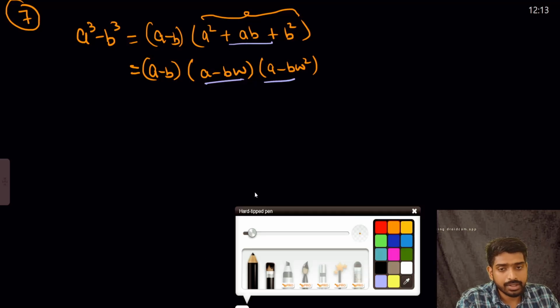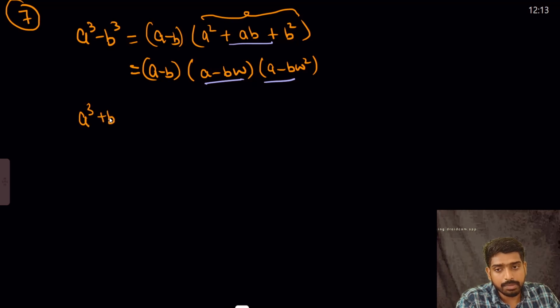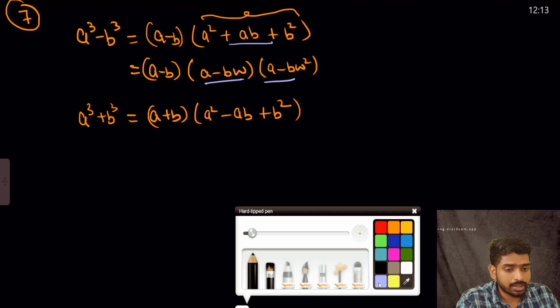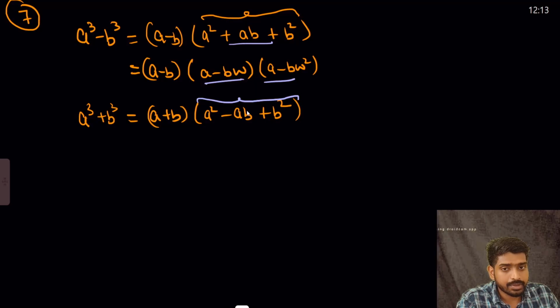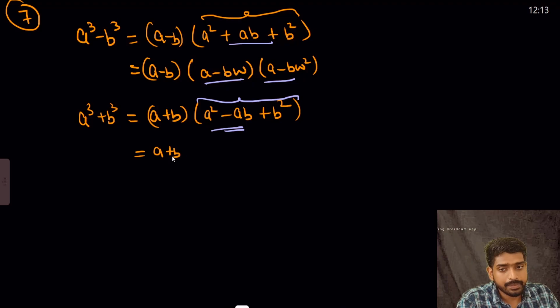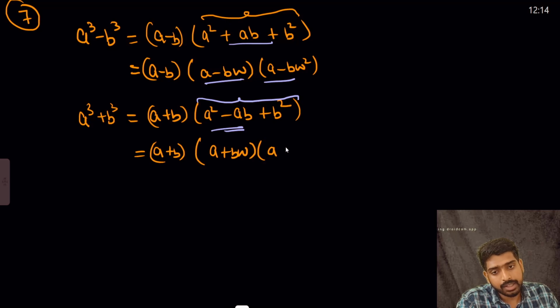Next, similarly for a cube plus b cube, we know till here: (a plus b)(a square minus ab plus b square). This one we can further factorize. One factor is a plus b, and the other we can write as (a plus b omega)(a plus b omega square). This is the factorization of a cube plus b cube.